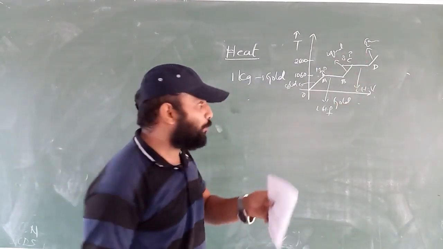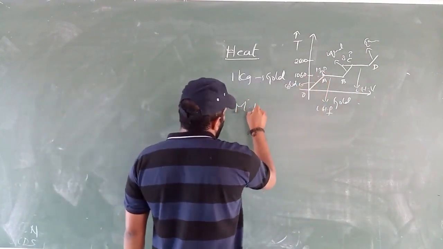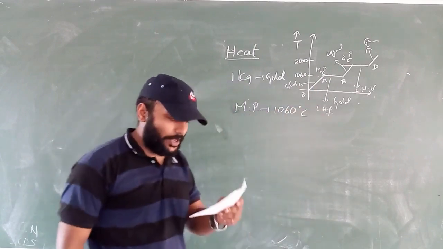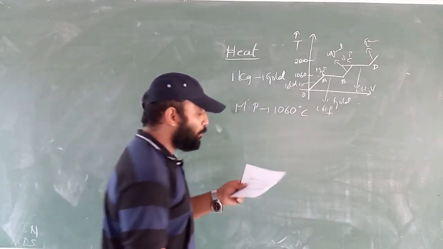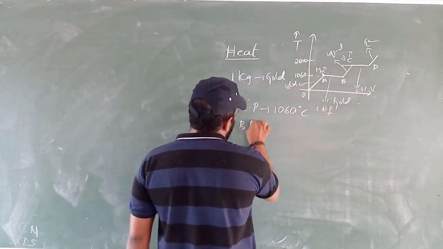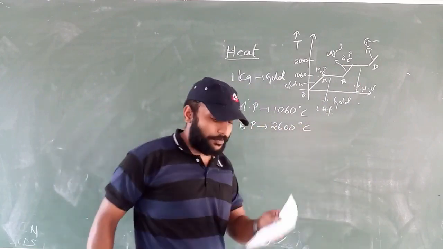What is the question they have asked? What is the melting point of gold? We can say the melting point of gold is 1060 degrees Celsius. Okay, next one. What is the boiling point of gold? The boiling point is not this one. What have we been given? The boiling point of gold is 2600 degrees Celsius.